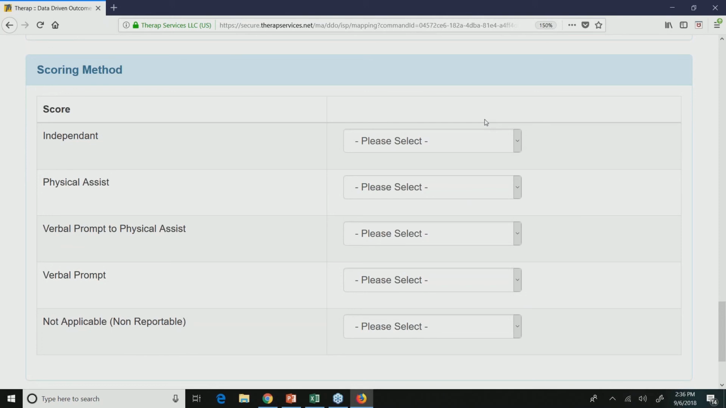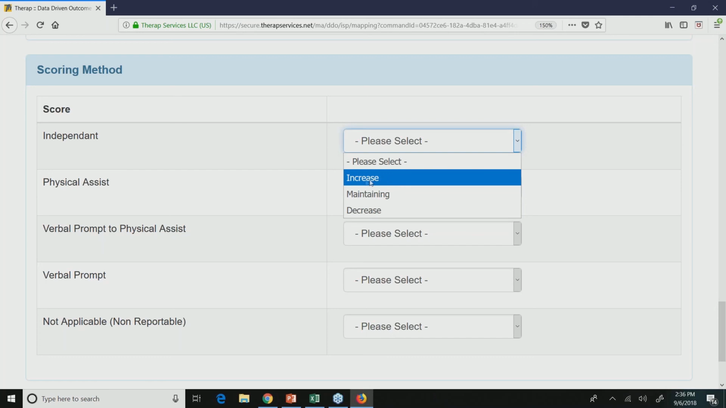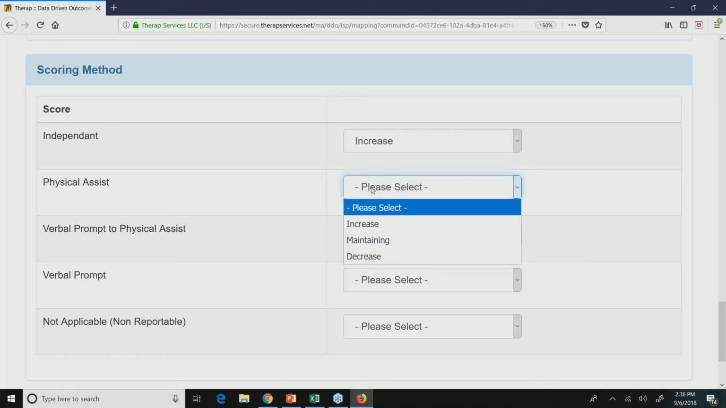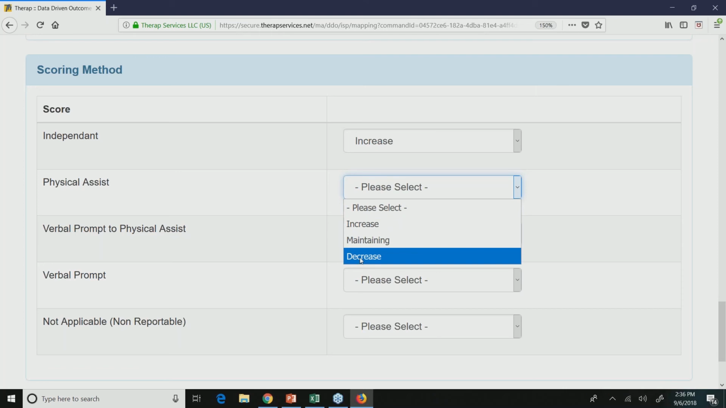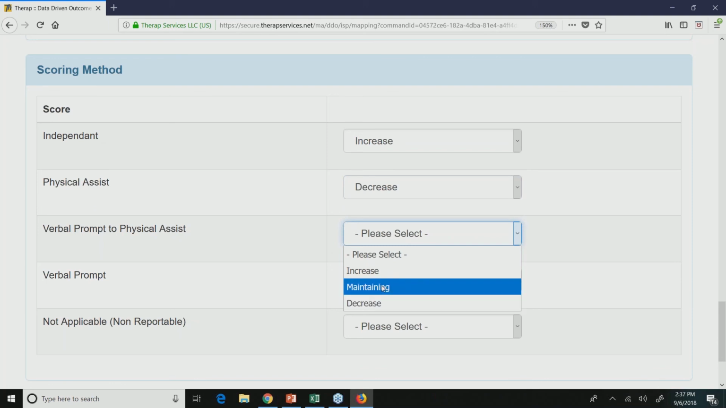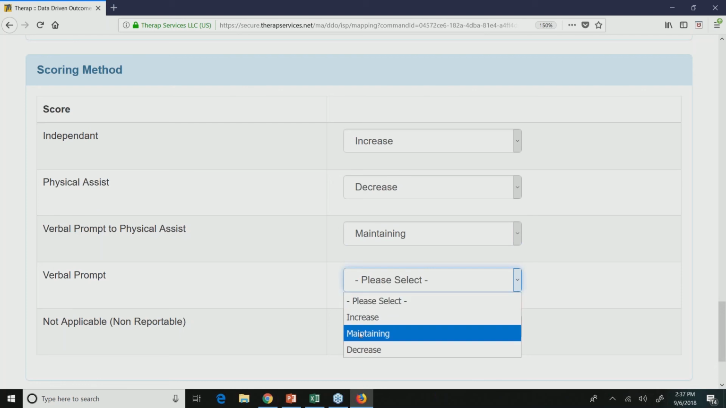Here's where assigning that score value is pretty important. So depending on what we decided as a team, in this particular one, the score values or the labels that we're going to assign are increase, maintaining, or decrease. And so we would look at this and say, based on what we know about this individual or this particular goal, if they're doing it independently, that means that they're increasing. Maybe we would say physical assistance, because I know that this person has a skill set that doesn't require independence, and so maybe for them, if they required physical assistance, that would mean that there was a decrease in skill. Whereas verbal prompt to physical assist and verbal prompt might be maintaining, right? So I might decide that that's the label that they have.